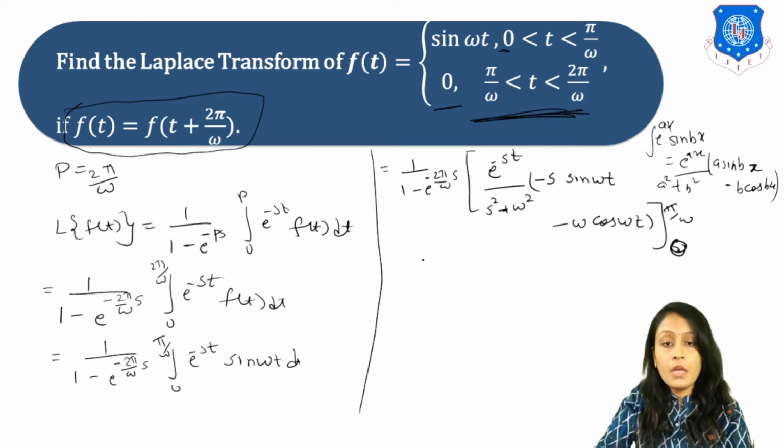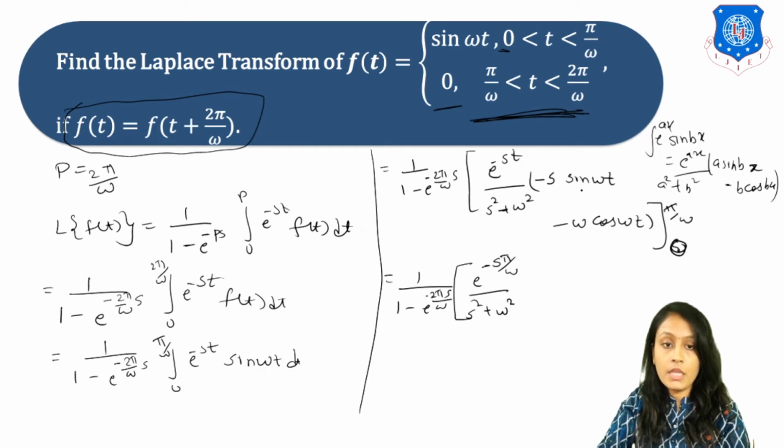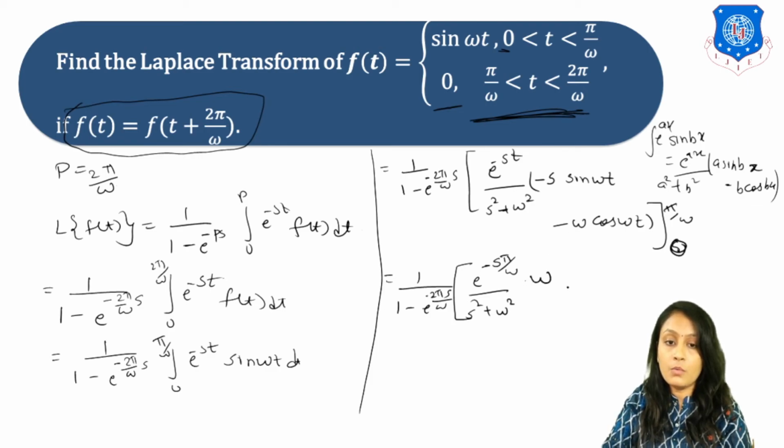Now to substitute the limits, in place of t we first write π/ω. For the upper limit we get e^(−sπ/ω)/(s² + ω²). If you substitute π/ω here, the ω cancels and sin π is 0, so this term is gone. In the other term you get cos π, and cos π is −1, so minus minus becomes plus, and we have only ω as the upper limit. Now we substitute the lower limit.